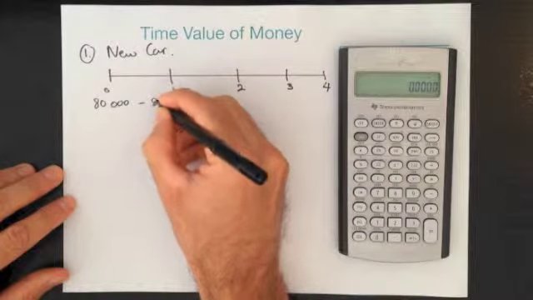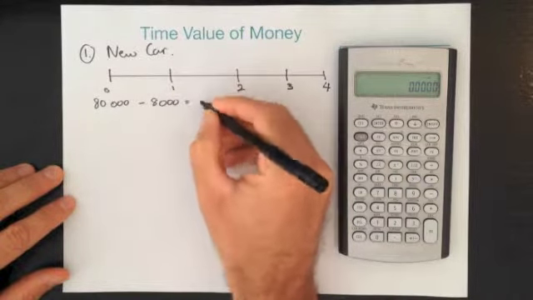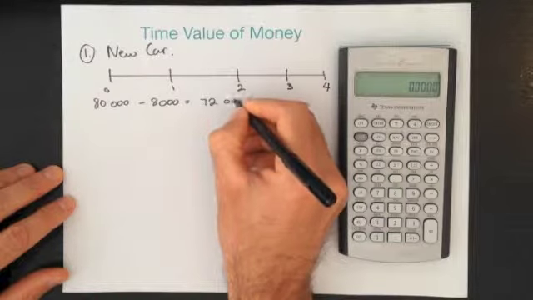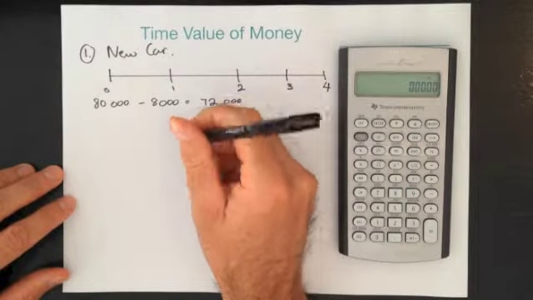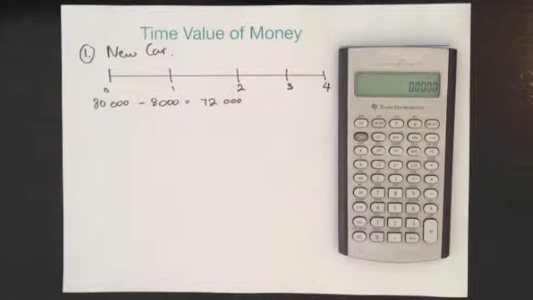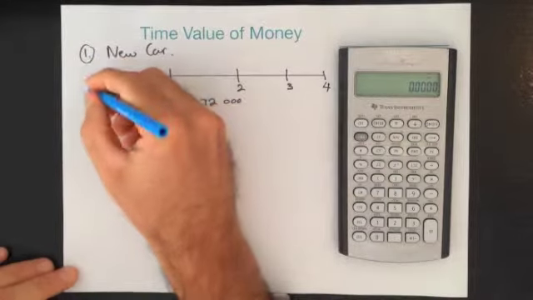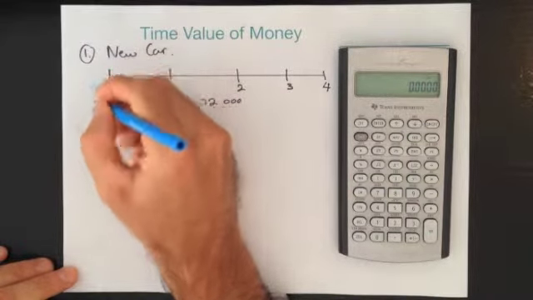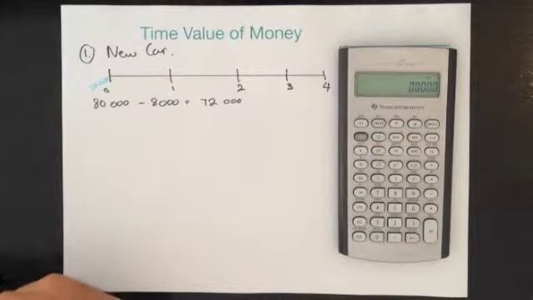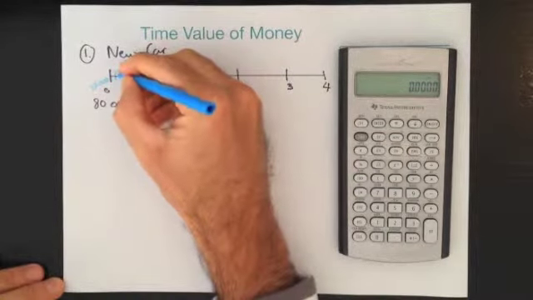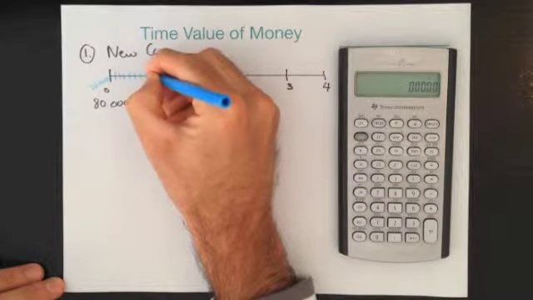Here it says that the car costs 80,000 Rand, but that he put down 8,000 Rand. So that means that the present value of the loan is only going to be 72,000 Rand. We are trying to work out the individual payments he is going to have to make.